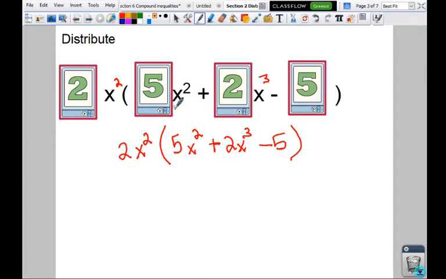What's the exponent on this one? 2. What's the exponent on this one? 2. 2 plus 2 is? 4. Where's the 4? Oh, yeah. Double check those exponents. Alright.